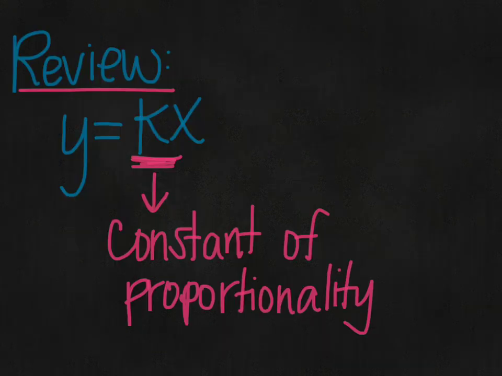Right, let's review. Yesterday you learned that we can use a special equation to represent a proportional relationship, and that equation is y = kx. Remember, we don't write the multiplication sign in the middle. We just know that when two variables are next to each other, they are multiplied together. And k stands for the constant of proportionality.